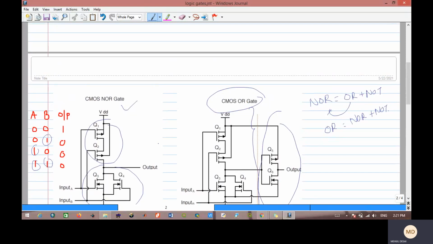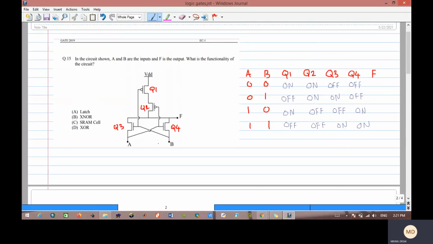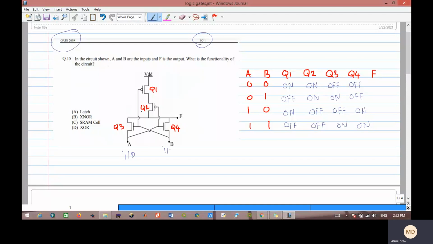Now, based on that, there is one question in the GATE 2019 question paper, question number 15 in series 1. In the circuit shown, A and B are the inputs and F is the output. What is the functionality of this circuit? Whether it is a latch, XNOR, SRAM static RAM cell, or it behaves as an XOR. So let's apply.